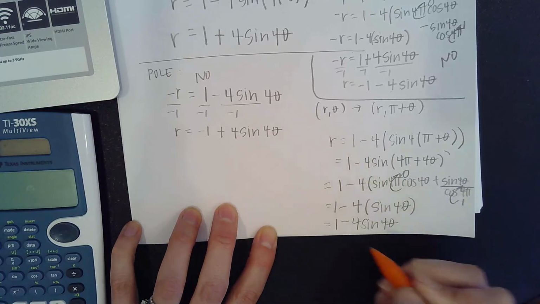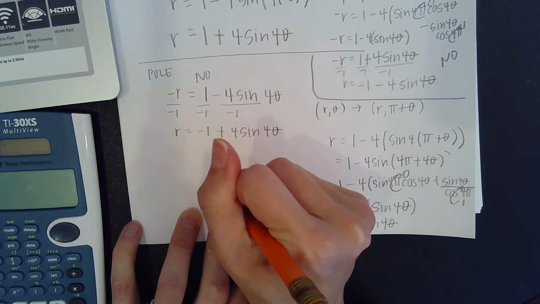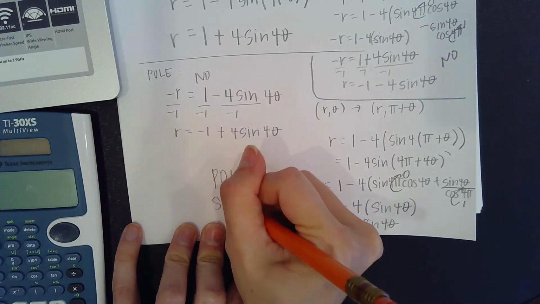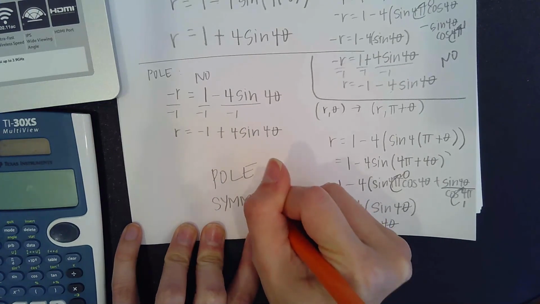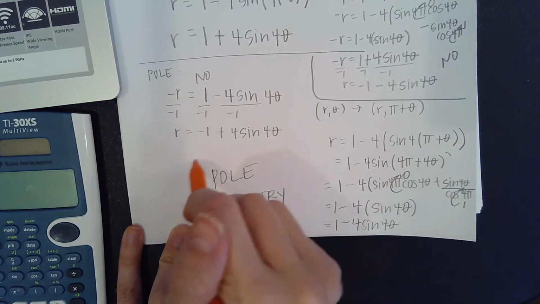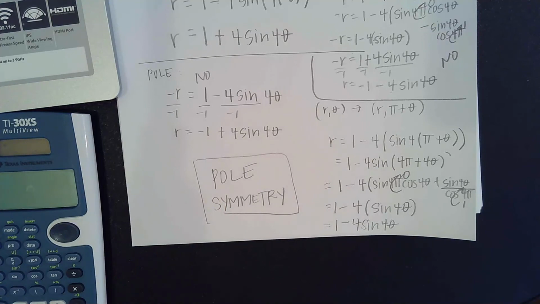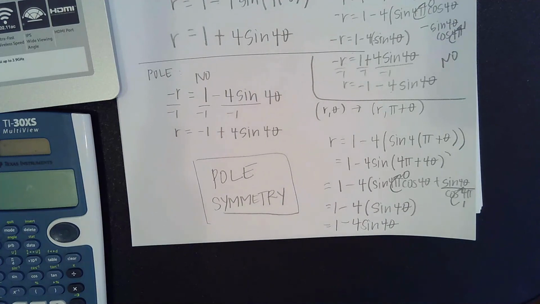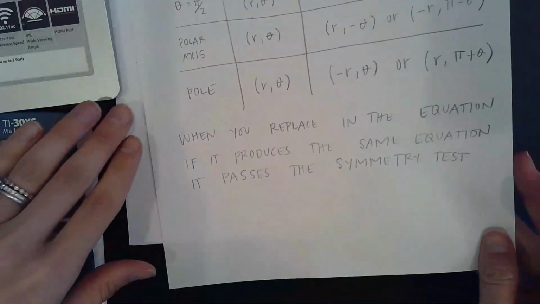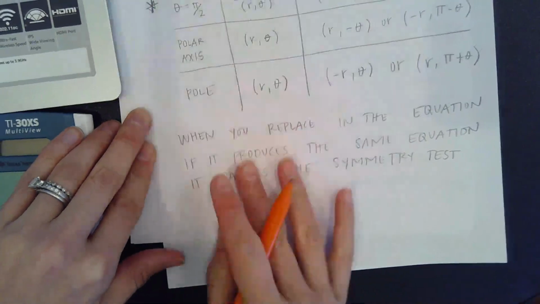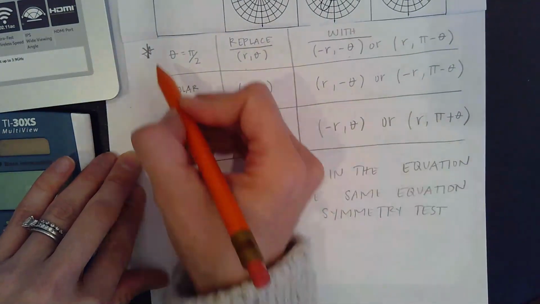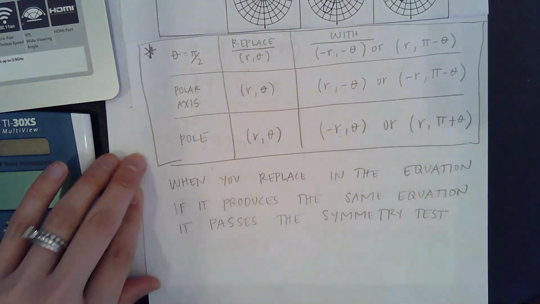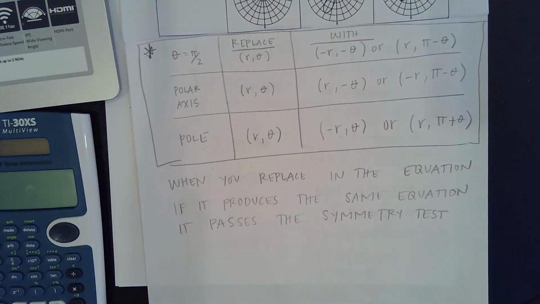All right, with all that work, finally, it is going to be pole symmetric. Good. So if you can remember this, this is what we need to remember to be able to show that it's got symmetry to it.